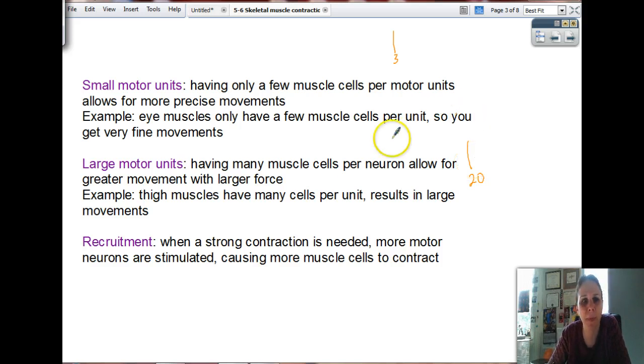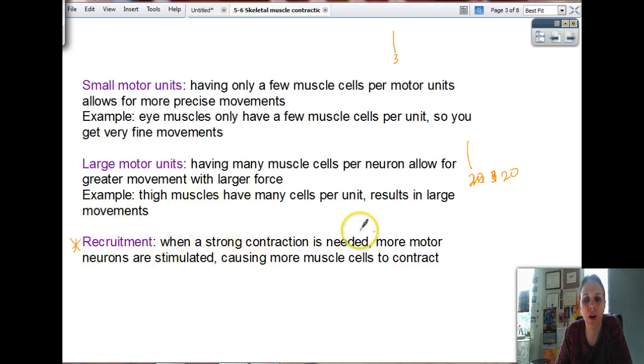So how do I figure out how many muscle cells are going to come into play? Because with my thigh, maybe I only want 3 of them to contract. Maybe I want all 20 of them to contract. So what happens is my brain is going to tell how many cells are going to contract at a time. So we call that recruitment. So that's my brain recruiting more cells to contract.